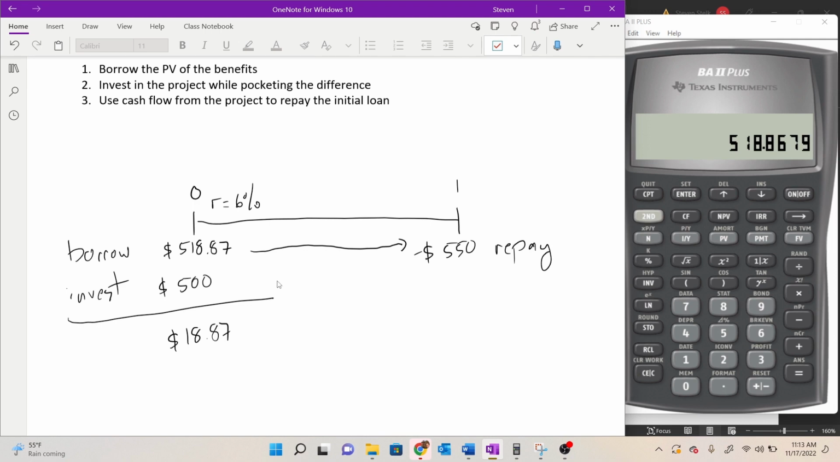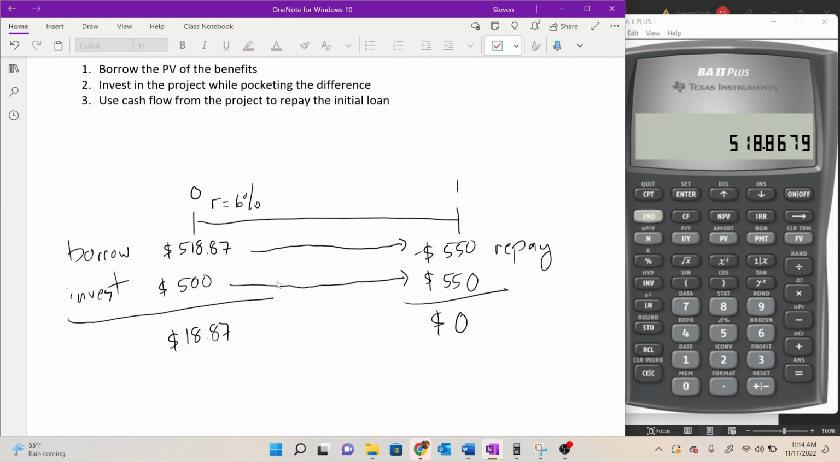550. So we're going to repay that loan of $550, but we made this investment of $500, and we expect to have a cash inflow of $550 in 1 year. So we'll have that cash inflow of $550 that we can use to repay the loan, and so we have a net zero cash flow 1 year from today. So by arranging the financing this way, we put $18.87 in our pocket today, and we have a zero net cash flow 1 year from today.